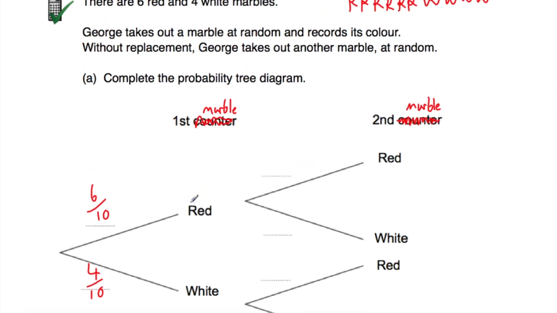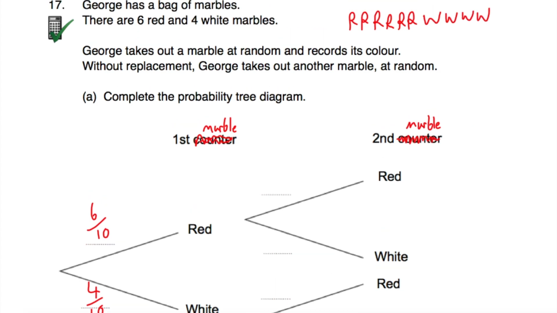So if he takes out a red marble to begin with, let's go back up to our little diagram, and he's going to take out a red marble. He doesn't put it back in, so this is what he's got left in the bag for these branches. In terms of the second one being red, altogether there's now 9 marbles because he's taken one out, and he's taken out a red one, so there's only 5 left, so the probability of the next one being red would be 5/9. In terms of the second one being white, he's got 9 marbles in the bag, and 4 of them are white, so that'll be 4/9.